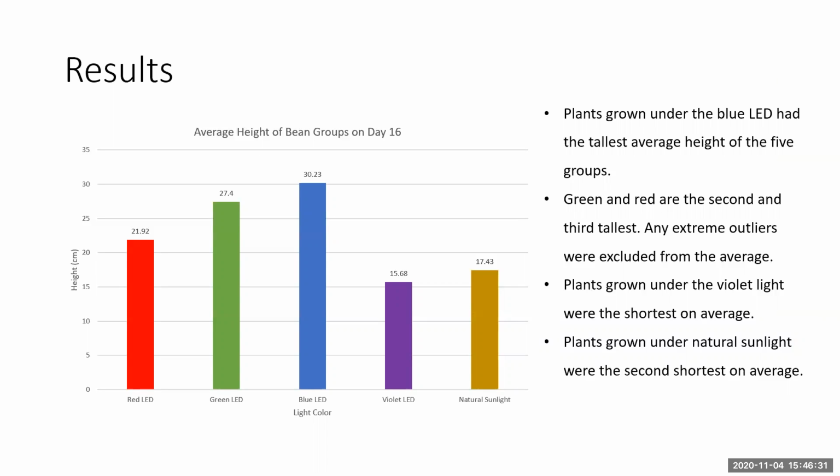The results indicated that plants grown under the blue LED light had the tallest average height of the 5 groups. Green and red were the second and third tallest, respectively, and any extreme outliers were excluded from the average. That only happened for the red LED group, where one of the seeds never sprouted and the height was measured at 0 for the entirety of the experiment. In these results, that data point was excluded to prevent the average from coming down. Plants grown under the violet light were shortest on average, and plants grown under the natural sunlight were the second shortest on average.